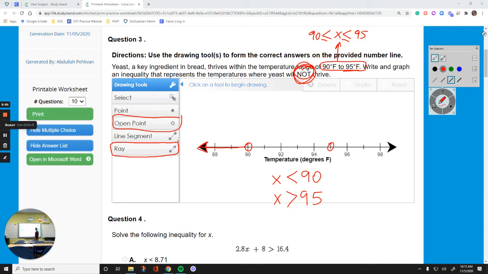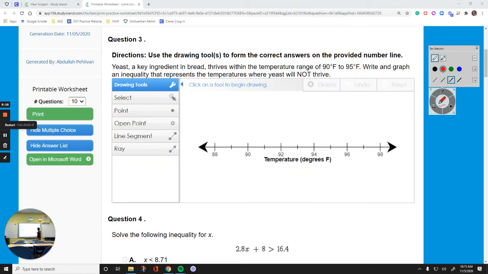95 is not included, and we need an array indicating all of the degrees higher than 95. So this would be the area that the yeast is not going to thrive. Okay, moving on to another question.